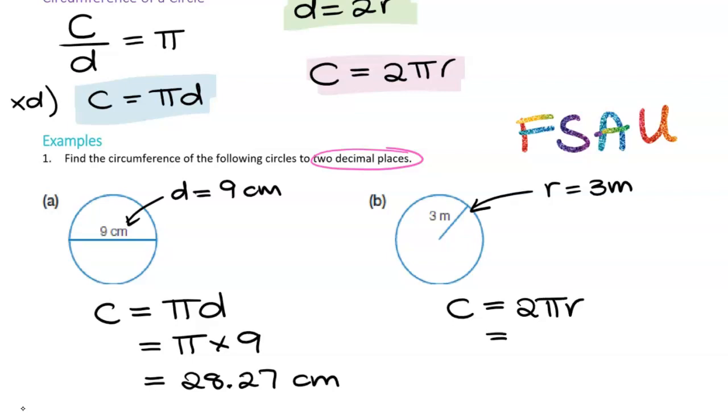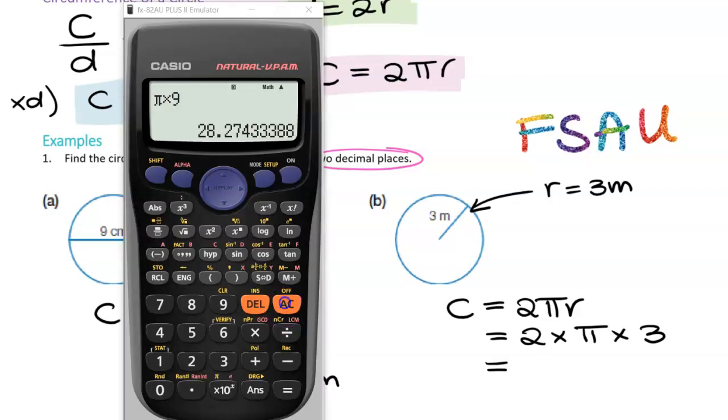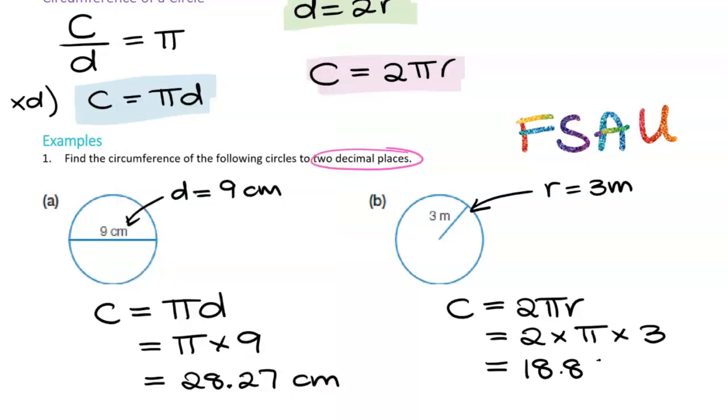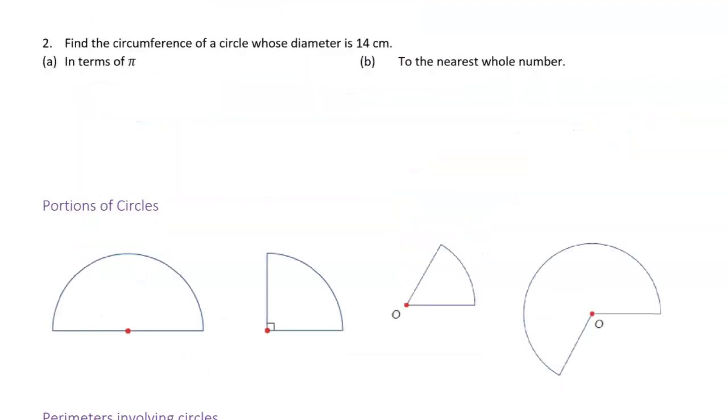So let's do the substitute step. We put back in those invisible multiplied signs, 2 times pi times our radius of 3, and then we're going to get our calculator. So we're going to do 2 times pi times 3, and we get 18.849555. If we round this to 2 decimal places, that's going to be 18.85. And what units do we need here? Well, it's meters. Okay, pause for a moment and write down this example.